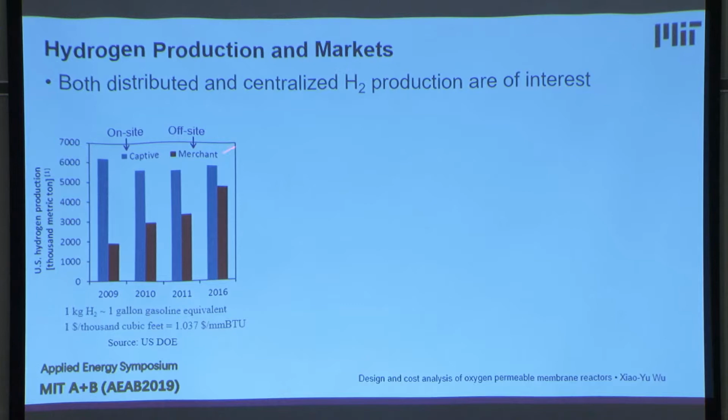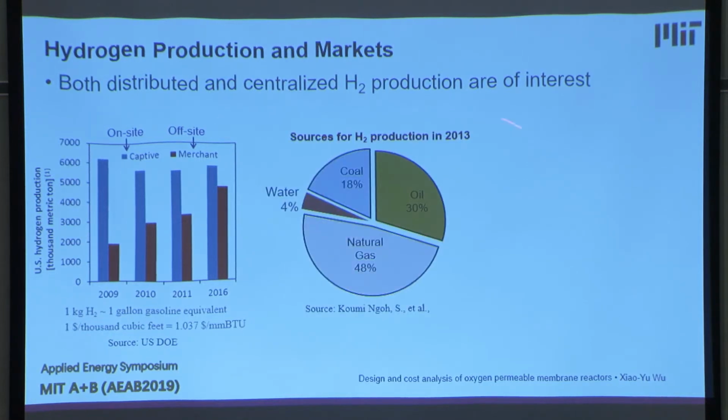The reason is you can look at this, the hydrogen production of the United States. The captive, the blue bar, is the on-site hydrogen production, and the merchant, the red bar, is the off-site hydrogen production. The on-site hydrogen production keeps very stable, and there's a lot of increase in off-site, which is the centralized hydrogen production plant, where you produce hydrogen and then use a hydrogen pipeline to transport it to the place that you need the hydrogen.